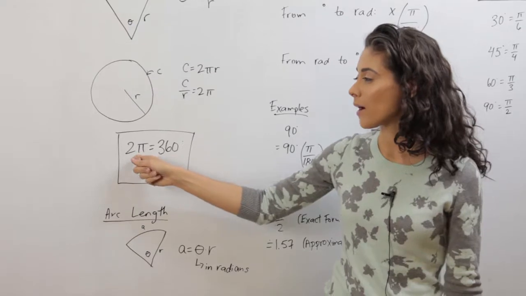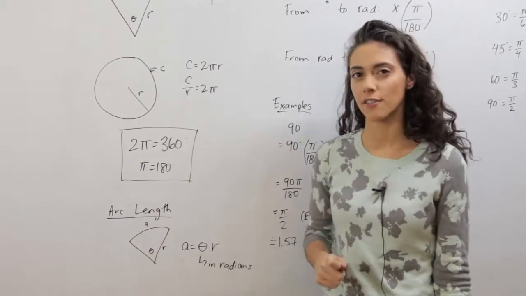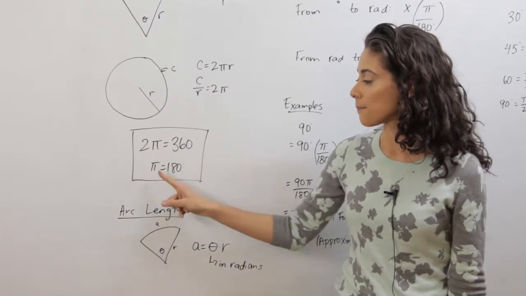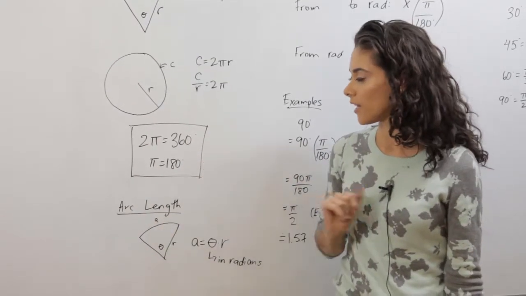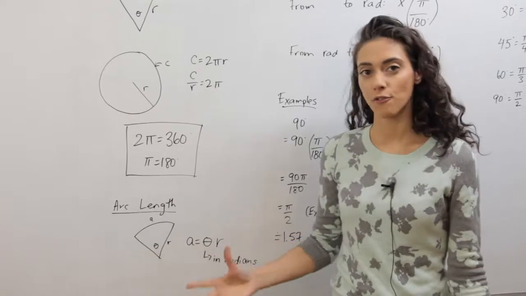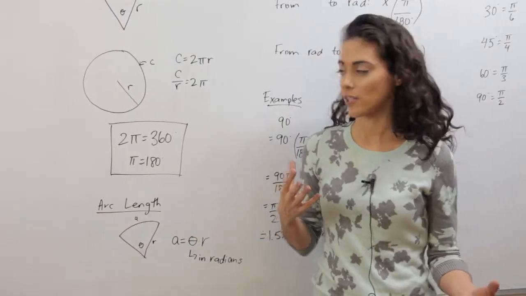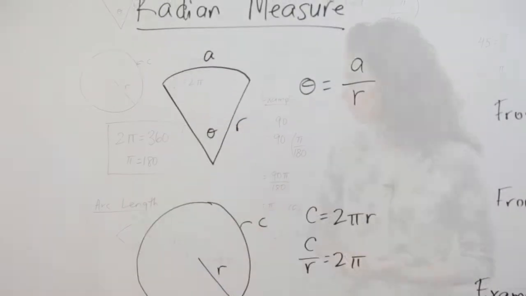So we say that 2 pi radians is equal to 360 degrees. It may be more useful if we divide both these things and get pi radians is equal to 180 degrees. This is what we have to remember. These are equivalent. Pi radians is the exact same thing as 180 degrees, or a straight line.